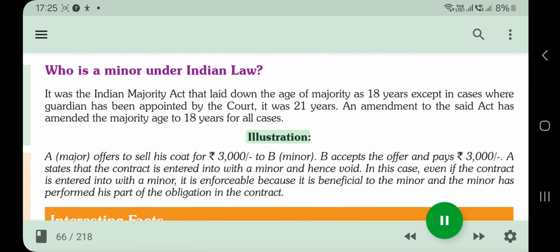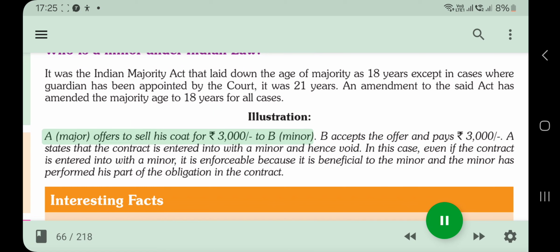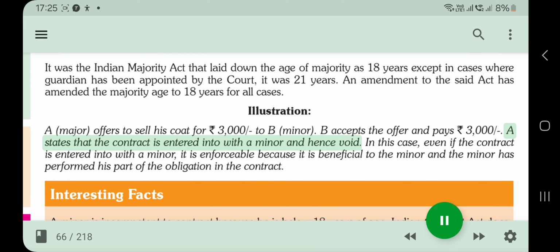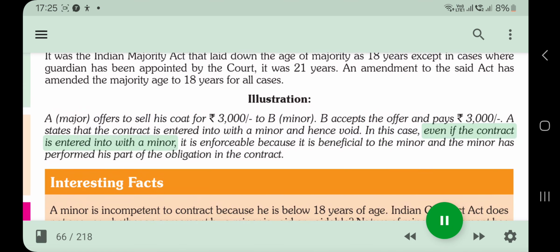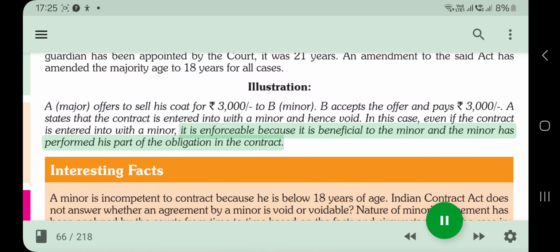Illustration. A, a major, offers to sell his coat for $3,000 to B, a minor. B accepts the offer and pays $3,000. A states that the contract is entered into with a minor and hence void. In this case, even if the contract is entered into with a minor, it is enforceable because it is beneficial to the minor and the minor has performed his part of the obligation in the contract.